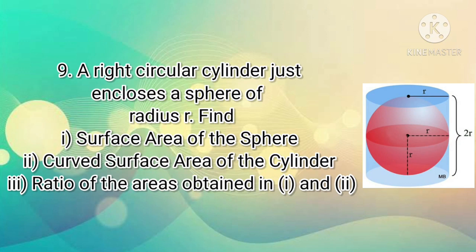Exercise 13.4, question number 9. A right circular cylinder just encloses a sphere of radius r. Find the surface area of the sphere, the curved surface area of the cylinder, and the ratio of the areas obtained in 1 and 2. Here you can see that the radius of the sphere and the radius of the cylinder are equal, and the height of the cylinder is nothing but the diameter of the sphere.